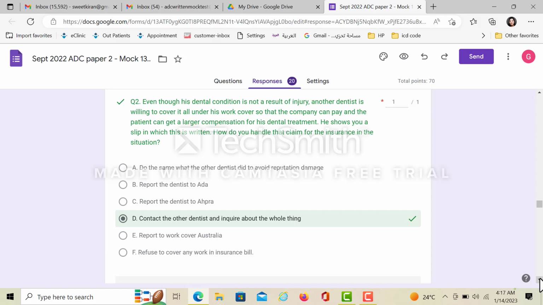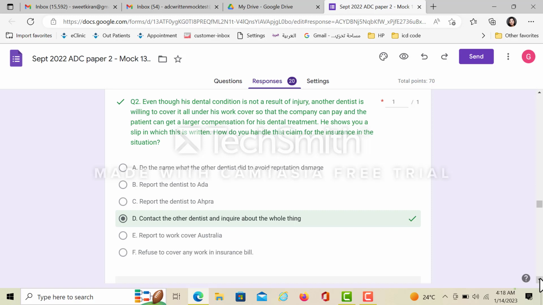It means that you're not going to straight away complain about that dentist to any other person without investigating it properly. So definitely you will not report it to ADA or AHPRA or Australia because you don't know the exact situation. You cannot just believe the patient's word. So first option should be you should contact the other dentist and ask him, are you actually doing this or this patient is making up a story? You have to clarify and get both sides of the story.